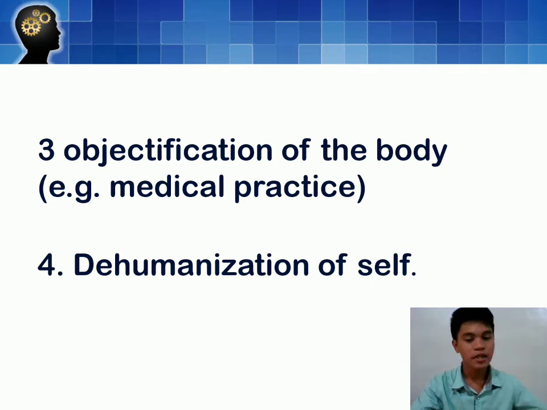So, the fourth is the dehumanization of the self. So, what is dehumanization of the self? It can occur discursively, for example, in idiomatic language that likens an individual human being to a non-human animal.